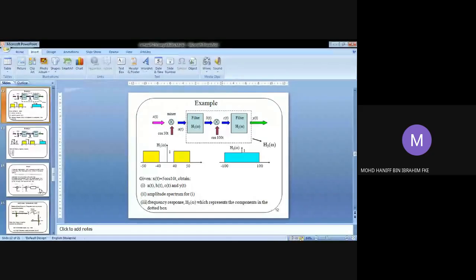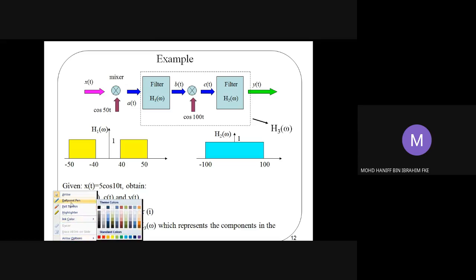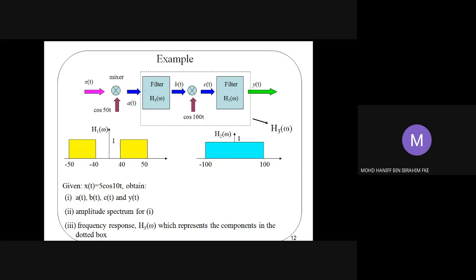Okay, so if there's no question, let us proceed with the third question here, which is to find the frequency response of H3(ω). Okay, this is the one. To find the response for H3(ω), it's good if we can see that the input to the system is A(ω), and the output is y(t).